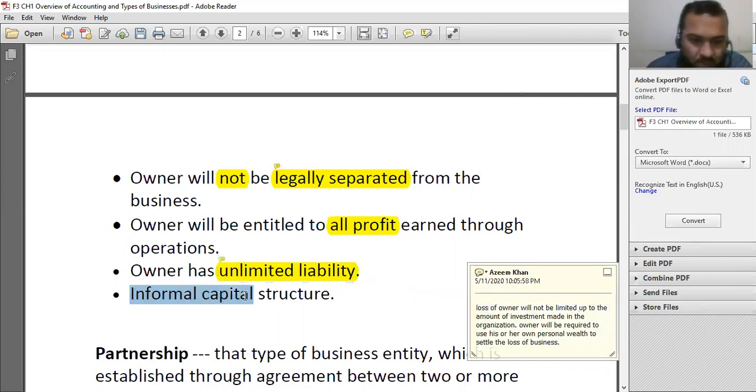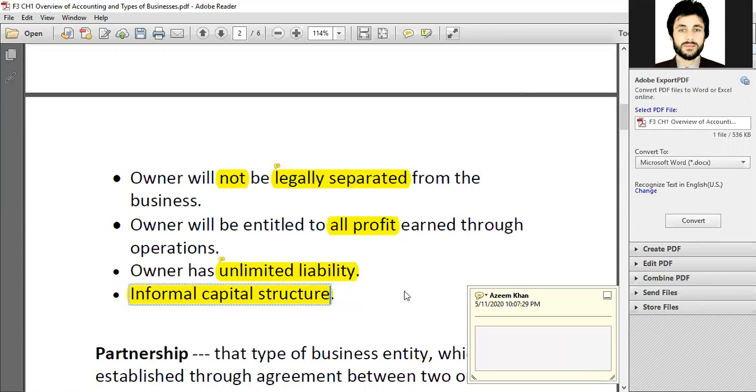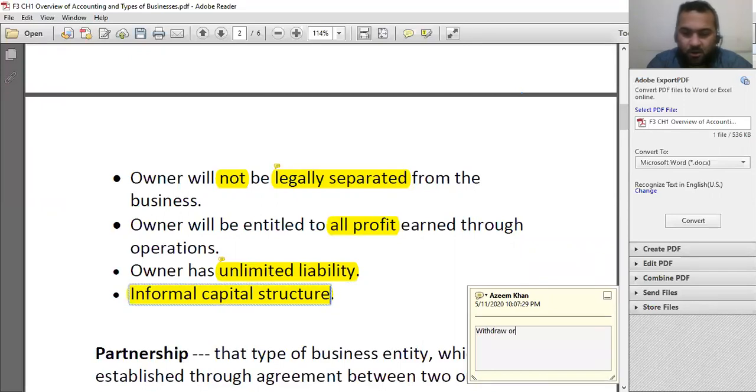Next one, informal capital structure. Can someone explain this point? Informal capital structure means that the owner can withdraw or invest money anytime. Anytime they can put money in the business, anytime they can withdraw money back from the business. There is no policy, there is no systematic approach toward withdrawing money from the business or investing money in the business. Clear or not?